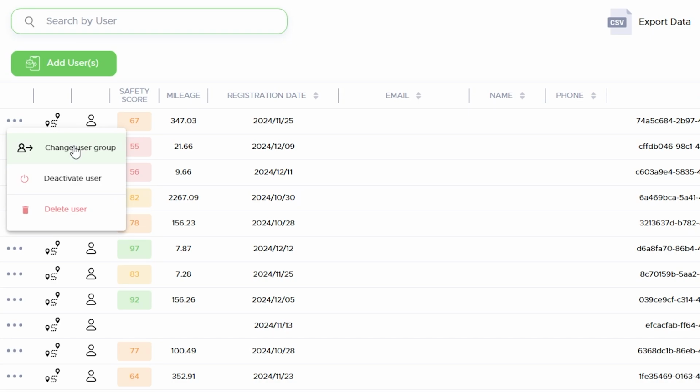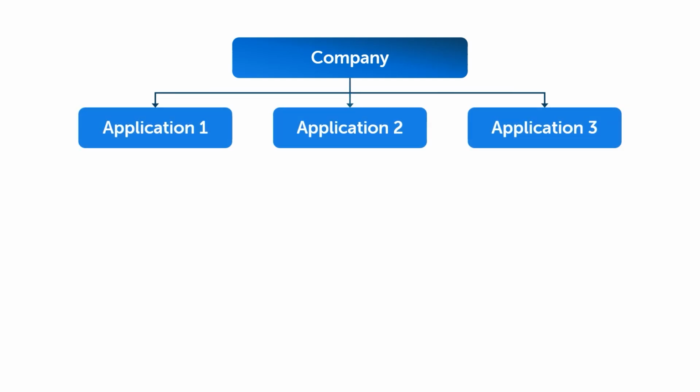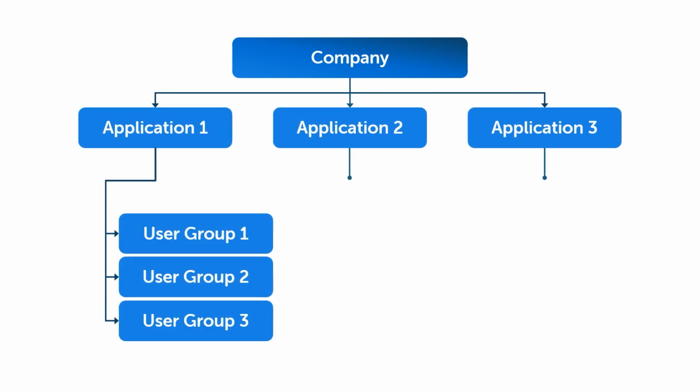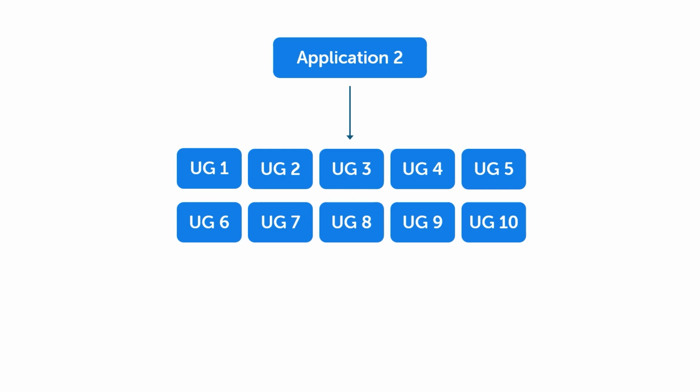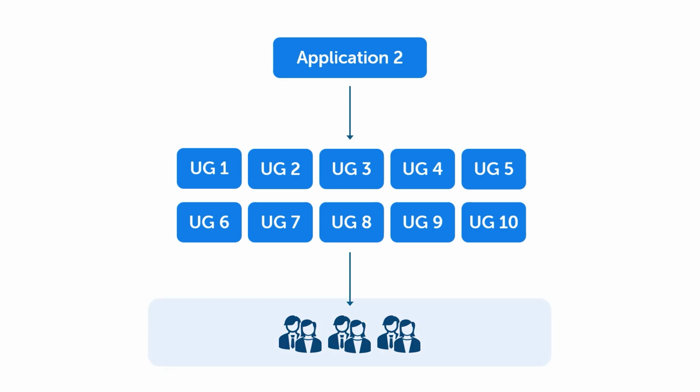To understand how user groups work, let's have a quick look at the platform architecture. When you create an account in DataHub, you create a company account. Then you can register virtual applications and create groups of drivers inside these applications. Say that your organization has 10 different business units. You can create a separate instance for each of them and use a group as a reporting reference. So, all the statistics you collect can be filtered by driver, by instance, or by application.